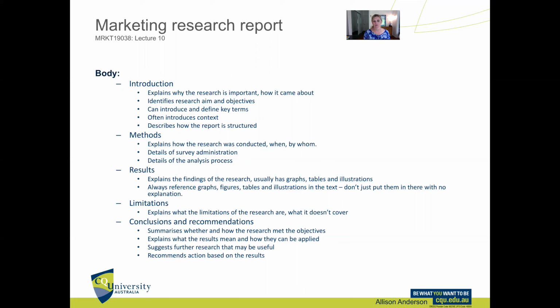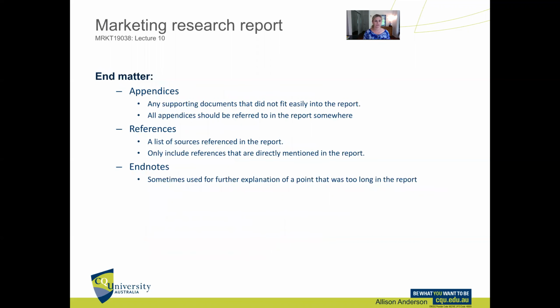Okay, limitations. Explains what the limitations of the research are and what it doesn't cover. Sometimes that's in the introduction. It just depends on what kind of report you're writing. Conclusions and recommendations. Summarises whether and how the research met the objectives. Explains what the results mean and how they can be applied. Suggests further research that might be useful. And recommends action based on the results. I think that makes pretty clear sense.